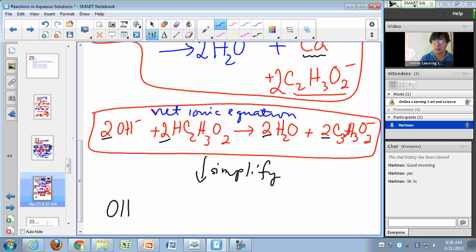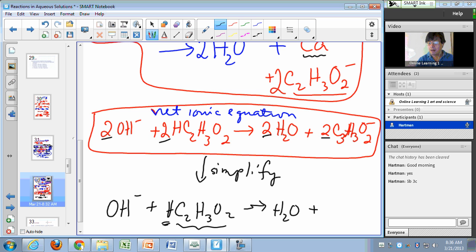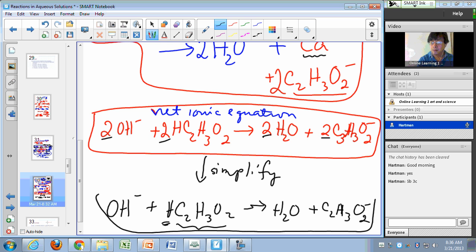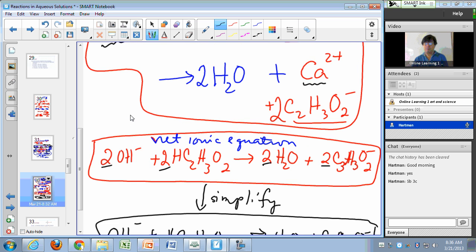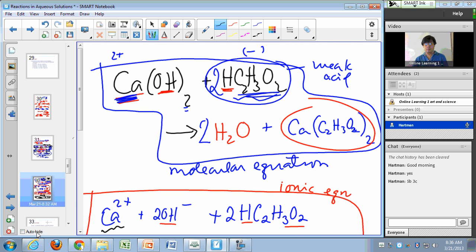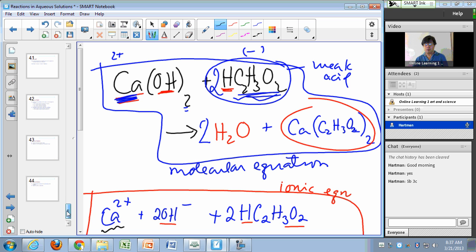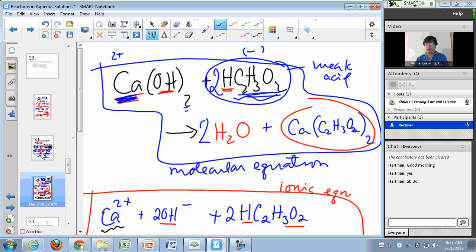You can just say hydroxide ion from calcium hydroxide picks up a proton from acetic acid. So this proton is picked up by the hydroxide to give you water, and that frees up your acetate ion, C2H3O2 negative 1. So you can reduce all your coefficients to 1. That is the net ionic equation for this reaction. Okay? That's calcium hydroxide plus acetic acid.